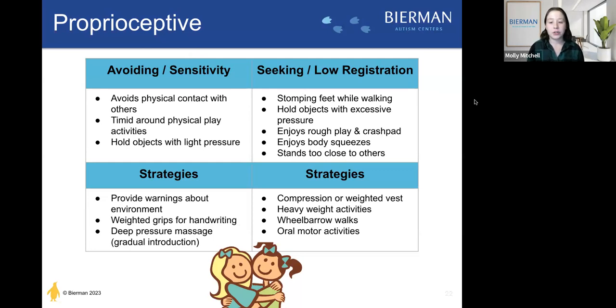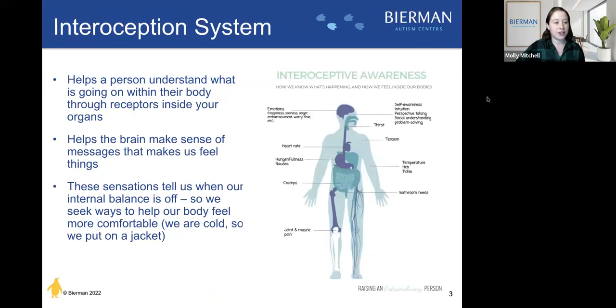Other things that you can do are heavy weight or heavy work activities, which is just pushing things around to build a fort, carrying groceries in and helping mom and dad put away the groceries, or carrying a laundry basket, things like that. You can also do wheelbarrow walks. This was one of the strategies for the vestibular system as well, but it also works with proprioceptive because it provides that input at your wrists and your shoulders. And then some oral motor activities like chewing on crunchy and chewy snacks provides that proprioceptive input to your teeth. So these are all great strategies for proprioception.